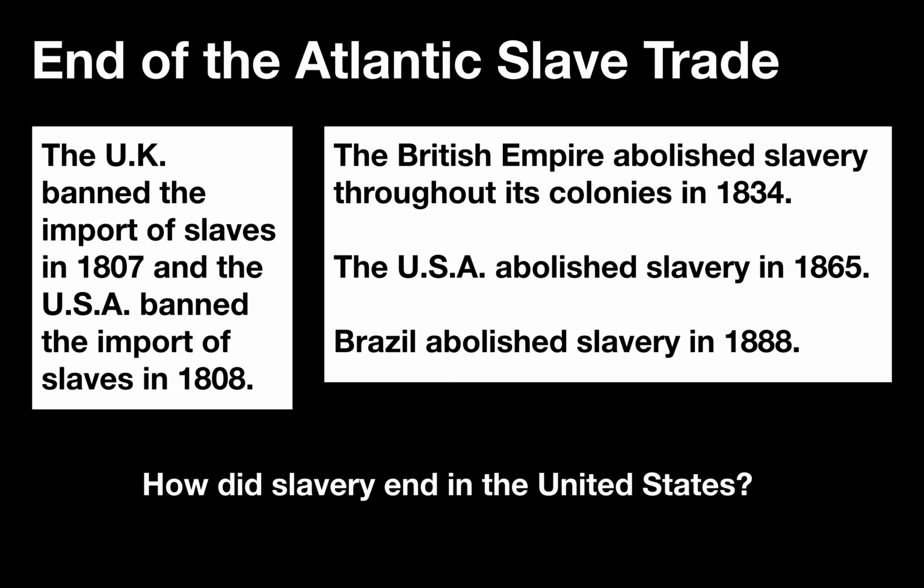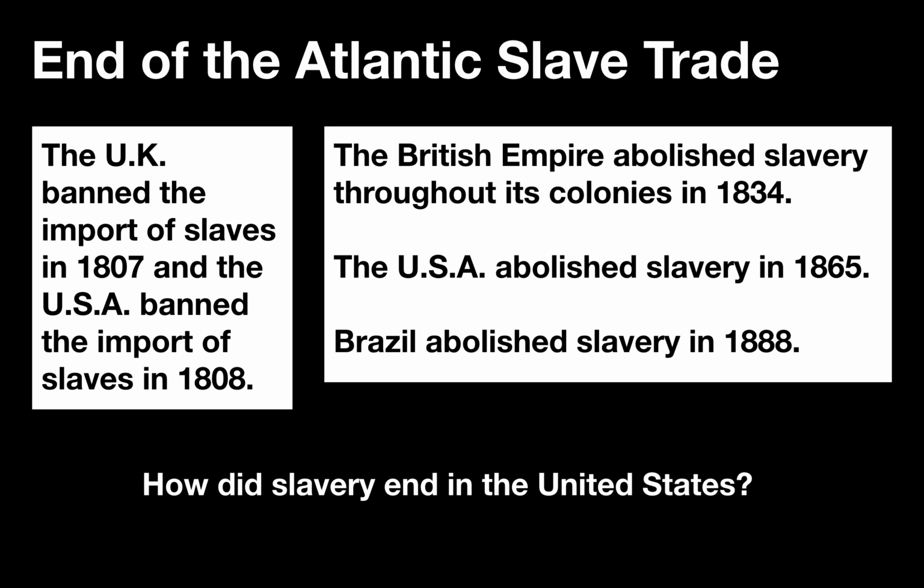So the British Empire abolishes slavery in its colonies in 1834. Right? No war fought, just a law passed. Now, slavery in everything but name continues, but they're technically not slaves. That becomes illegal. The USA abolished it in 1865. We'll come back to that one. And Brazil is the last one in the Americas, took all the way till 1888.